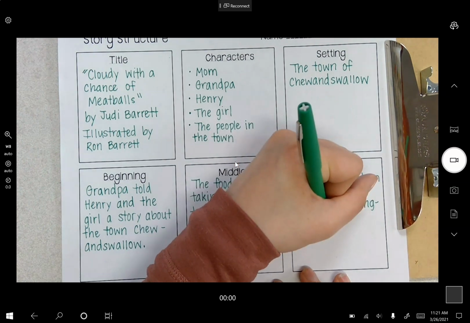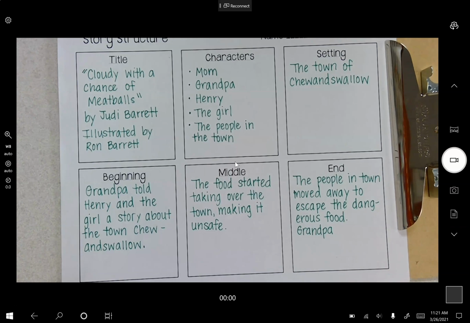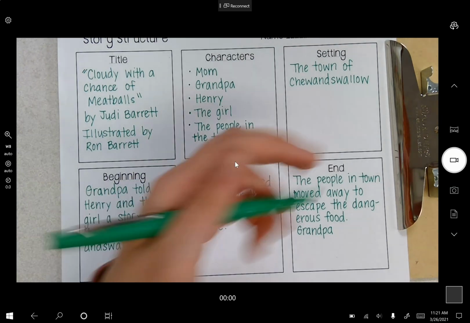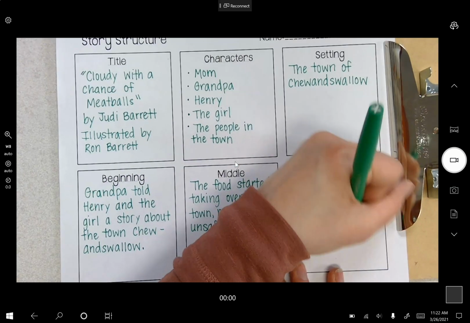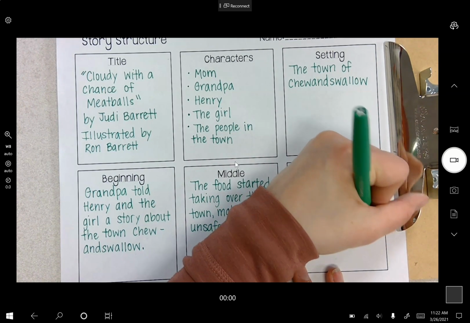Because really, it was kind of like a book inside a book, or a story inside a story, because we started with Grandpa telling them the story, then we got to the information about the town, and then it kind of goes back to him finishing his story. Grandpa finished his story.